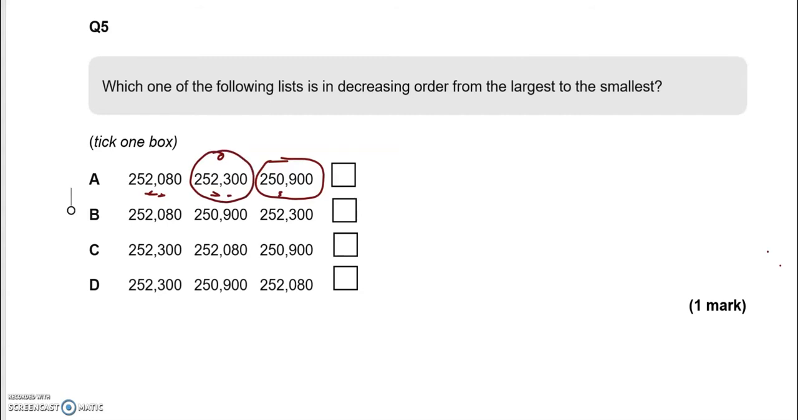So let's see in which of the rows that appears as the first one, and that is in C and D. Then the second number should be this. So which of the 2 has that as the second number? And that is C.